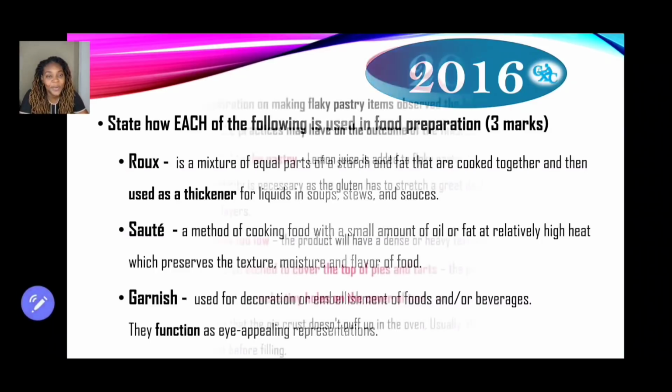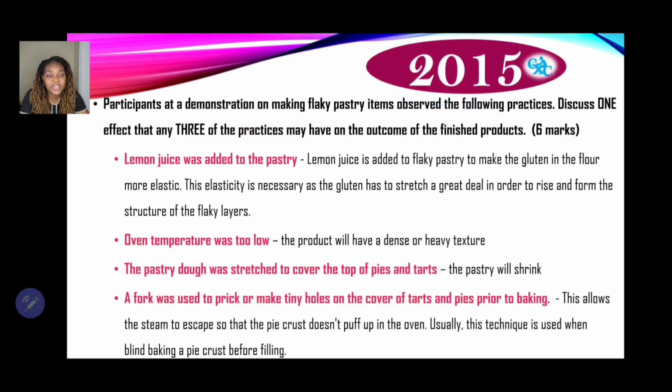Good. All right, now let us move on to 2015, and the question reads, participants at a demonstration on making flaky pastry items observe the following practices. Discuss one effect that any 3 of the practices may have on the outcome of the finished products. And this is 6 marks, right?